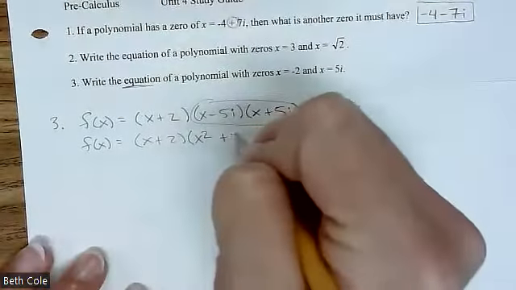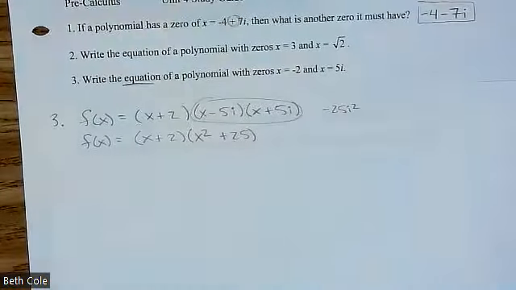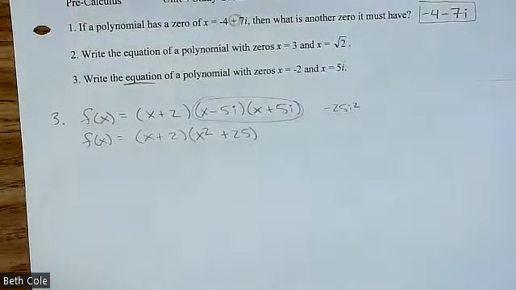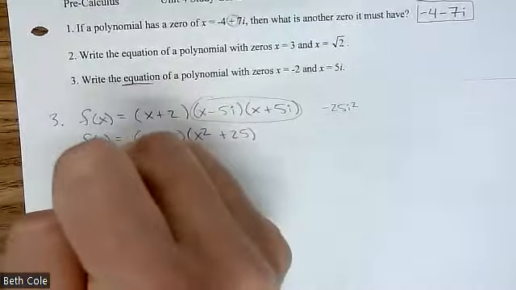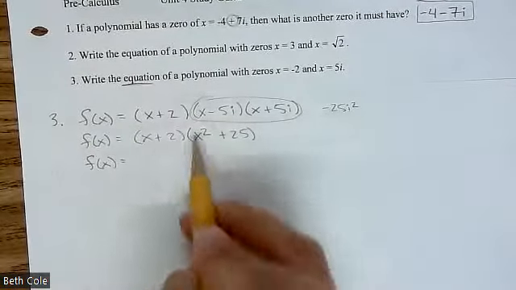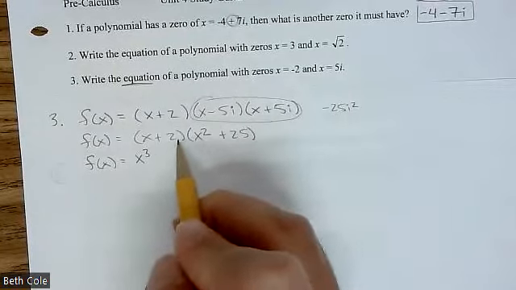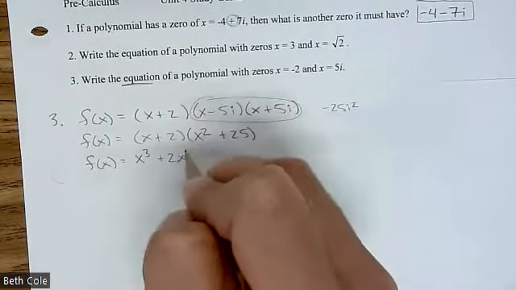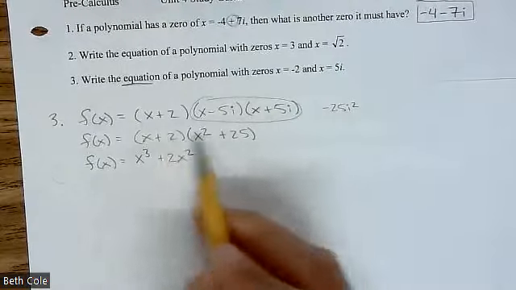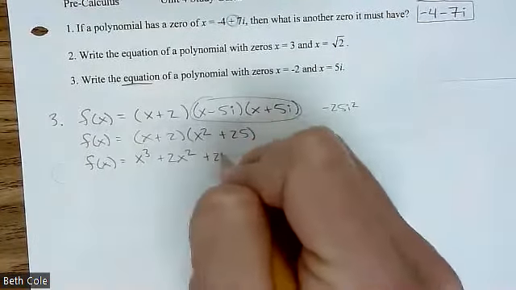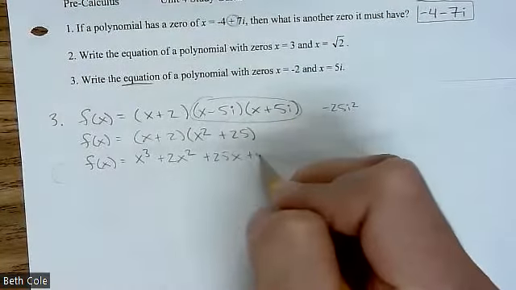So it's plus 25. And a lot of you on your quiz did that in your head, which is totally cool. I always like to write it off to the side. And then we're just going to multiply those together. So that would be x to the third plus 2x squared, and this is just distributing here, and then plus 25x plus 50.